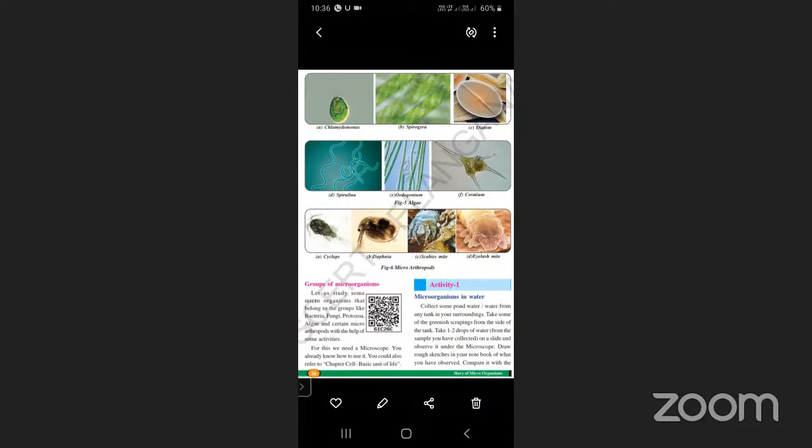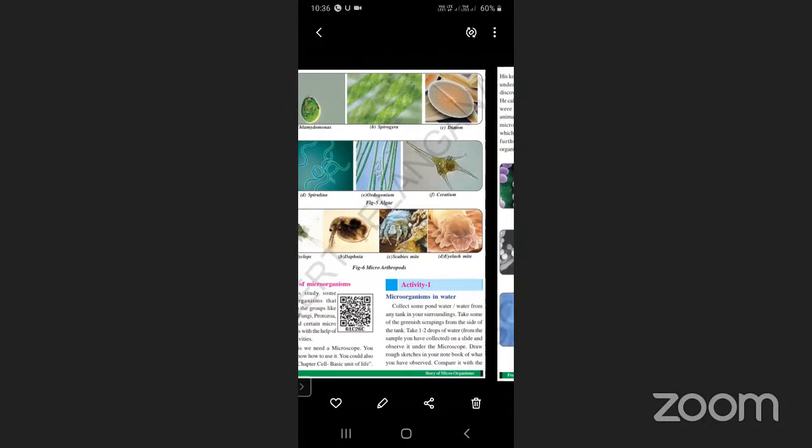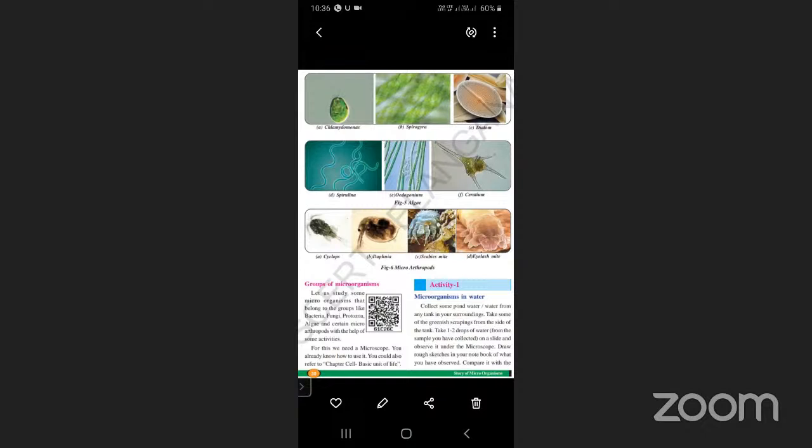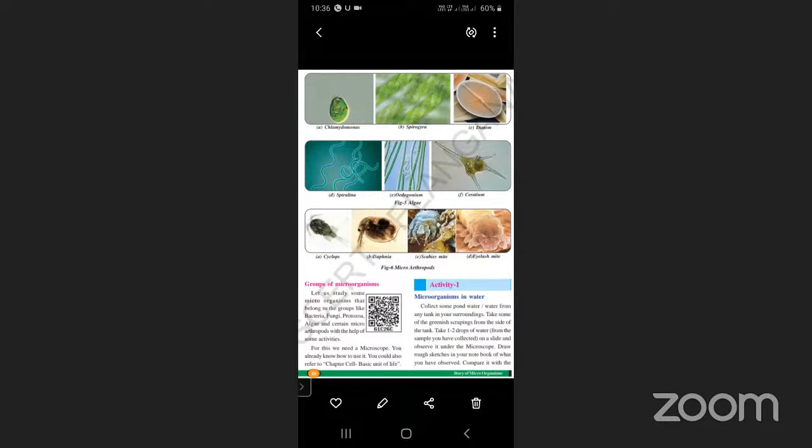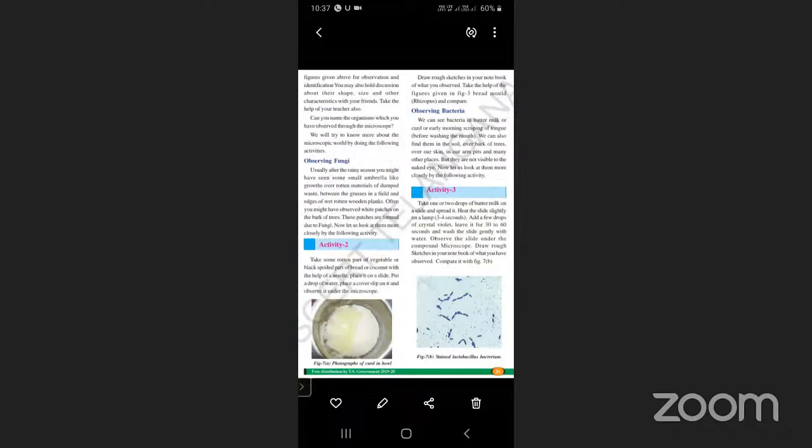Now here we have Activity 1, microorganisms in water. As we discussed in the last class, we need to collect water from a pond and a tank to observe under the microscope. Collect some pond water, water from any tank in your surroundings. Take some of the greenish scrapings from the side of the tank. Take one or two drops of water from the sample you have collected on a slide and observe it under a microscope. Draw rough sketches in your notebook of what you have observed. Compare it with the figures.